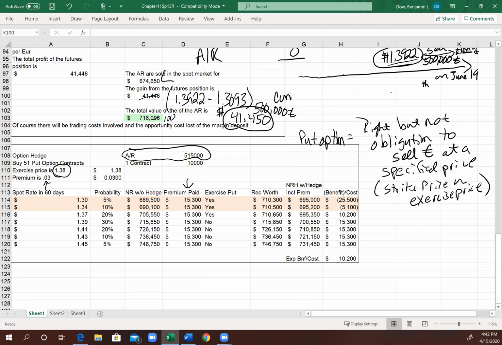Now, one thing about option contracts is they generally trade in increments of 10,000. So if you remember from investments, we haven't had it, but if some of you had an investments class and you look at options on stock, it trades in increments of 100. One contract is for 100 shares. Well, for currency, the traditional contract size is 10,000.